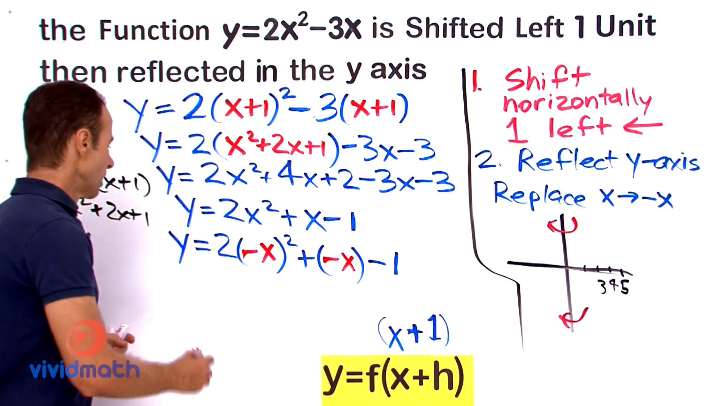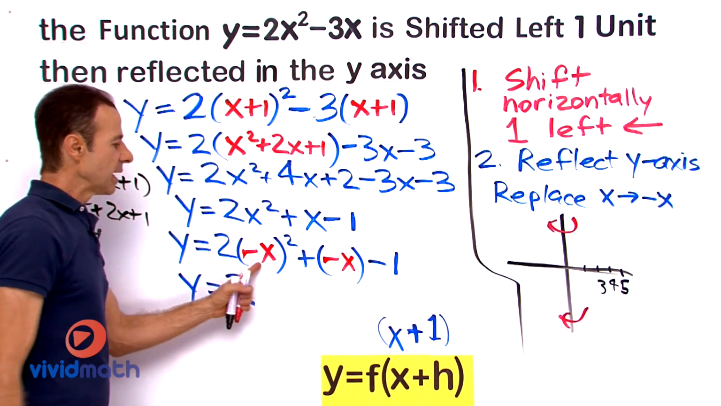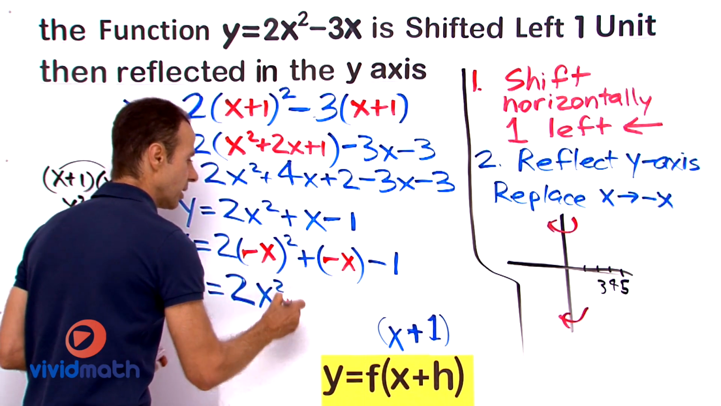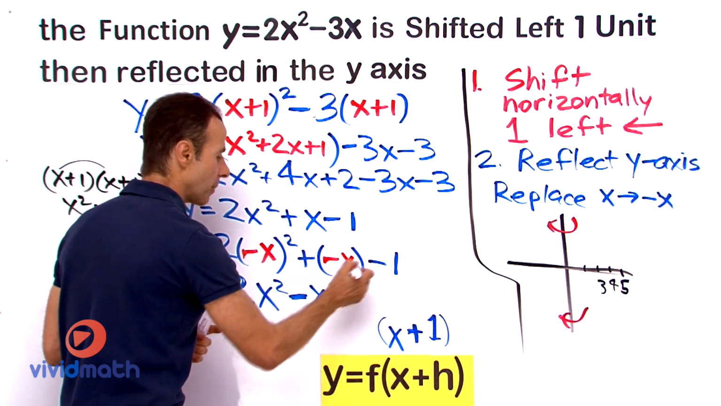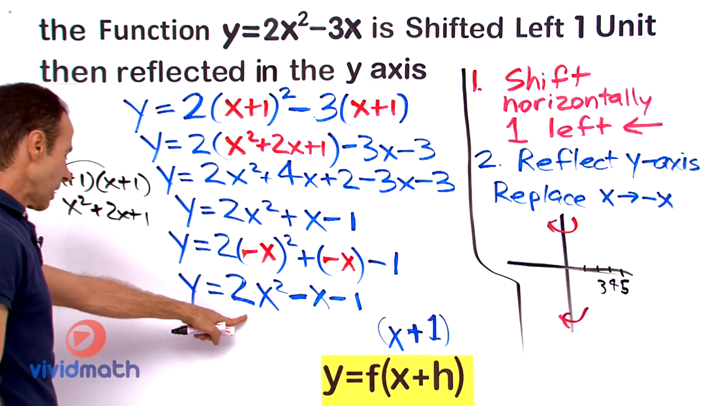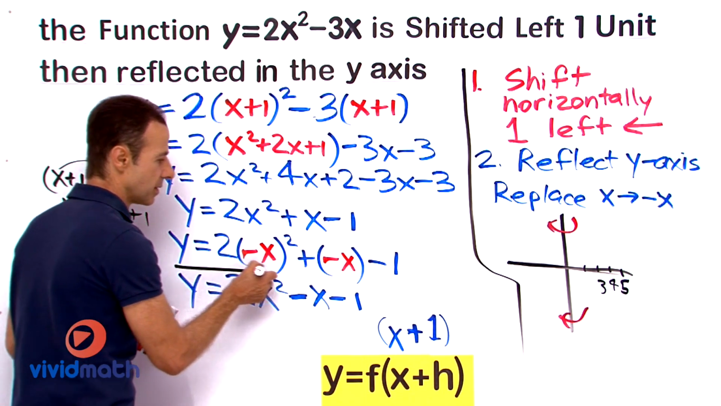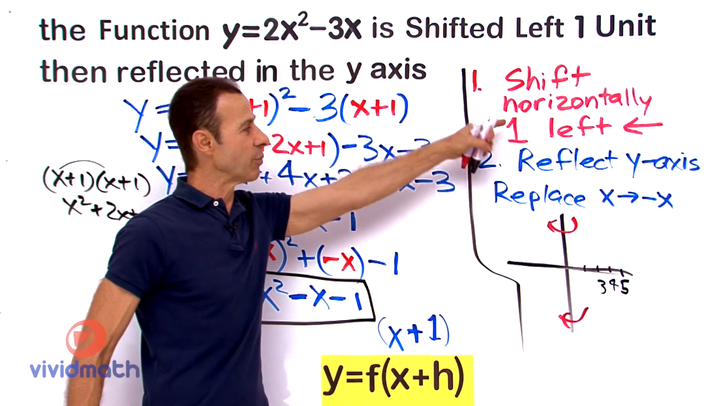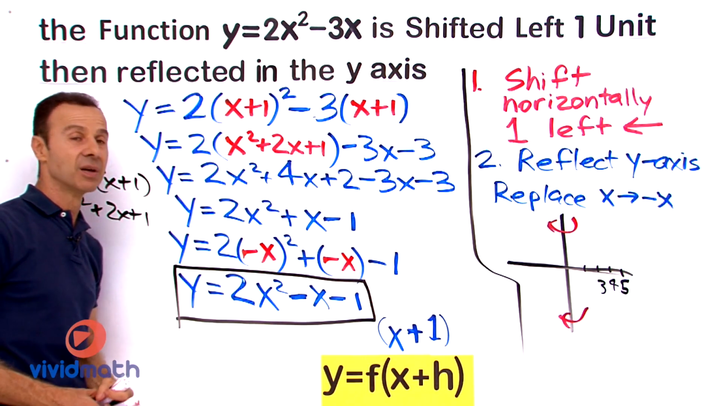Now let's continue to simplify. Y equals 2. Now here's the trick. Negative x times negative x is positive x, so it stays as x squared. Now a plus and a minus makes a minus, so that's minus x minus 1. So there you go. Y equals 2x squared minus x minus 1. That is the final answer. So after we shift it horizontally and then reflect it in the y-axis, the final function is y equals 2x squared minus x minus 1.